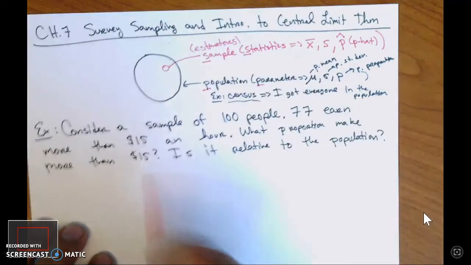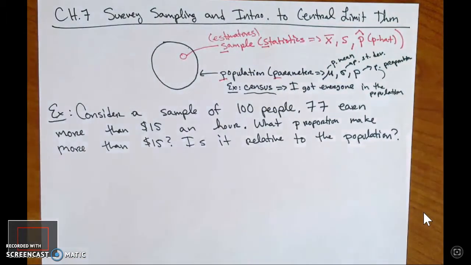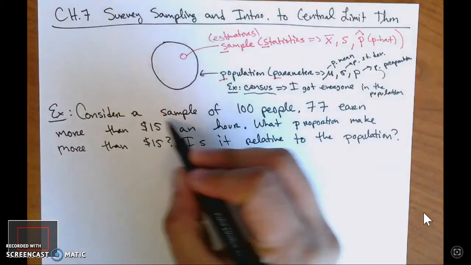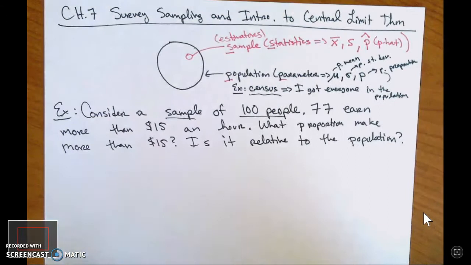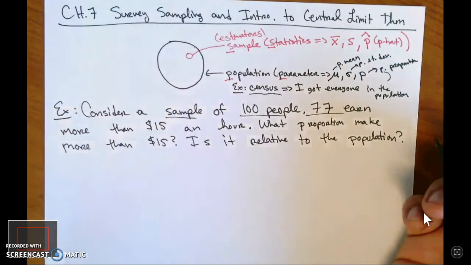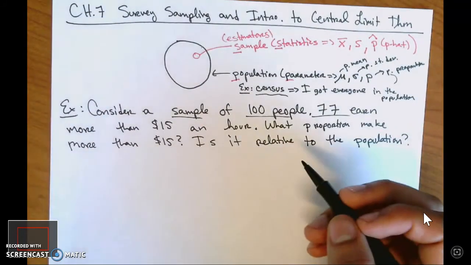So let's consider this question. Consider a sample of 100 people. 77 earn more than $15 an hour. What proportion make more than $15 an hour? Is it relative to the population? Okay, so that means I got a sample, and I got 100 people. I don't know where I got them from, but I got 100 people. I got 77 of them who earn more than $15 an hour. So what proportion make more than $15 an hour?